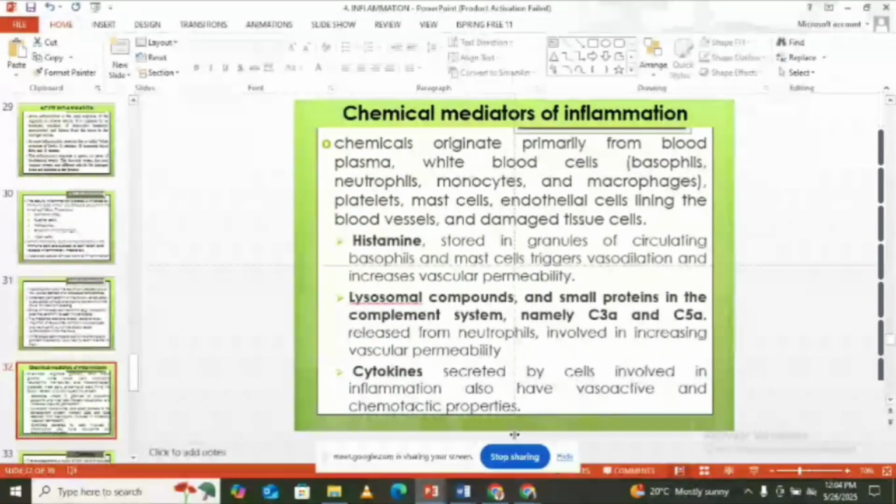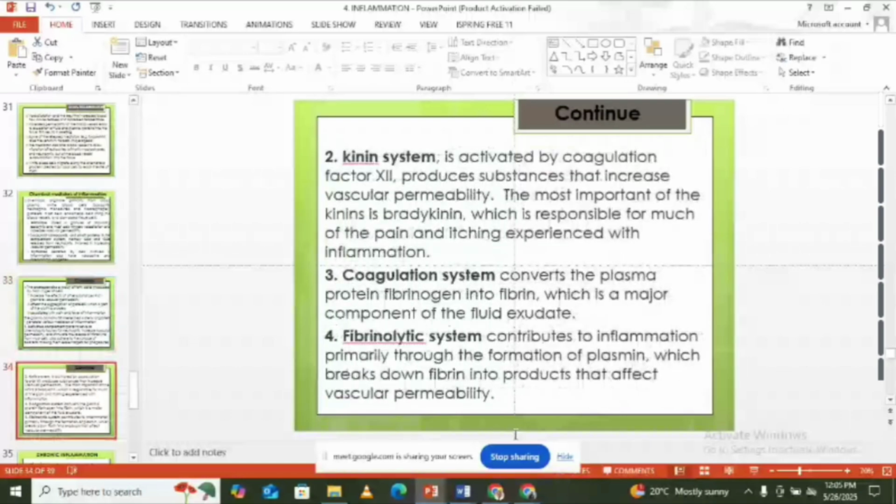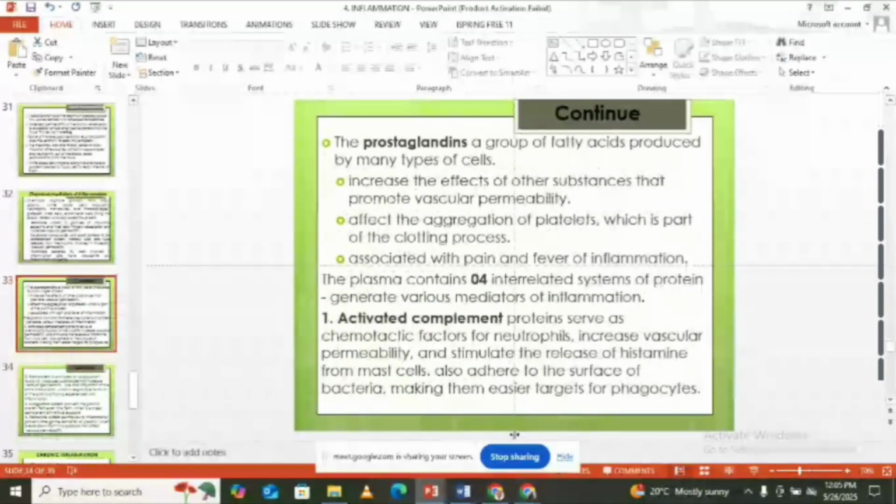We have the prostaglandins, which are produced by the COX pathways from the arachidonic acids, and they are usually involved in vasodilation, in fever, and also in pain. We have some that have not just included, like the platelet activating factor, which is involved in leukocyte adhesion, chemotaxis, and also vascular permeability. So some of those chemical mediators.